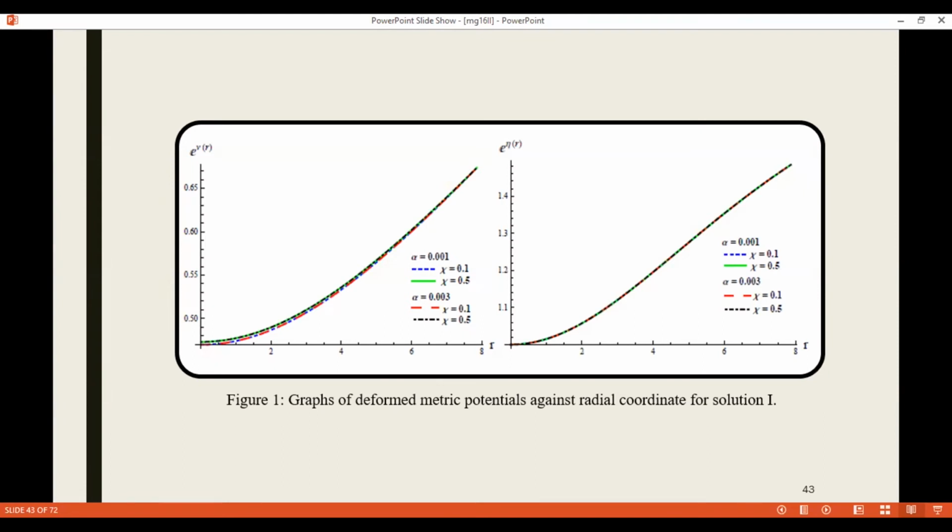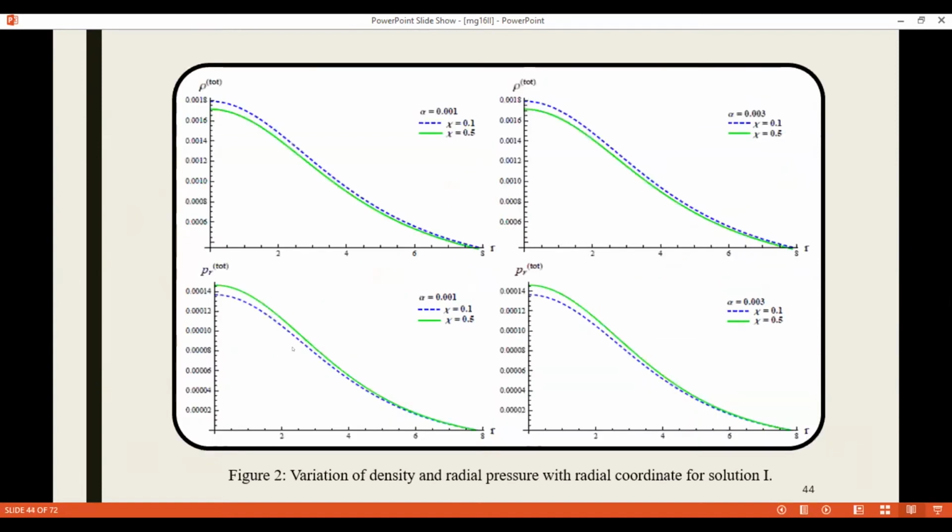We can see that the metric functions show an increasing and positive behavior, which is the well-defined behavior for any solution. Further, we can see the behavior of matter variables. Here you can see the energy density in both graphs. The difference of these graphs is we have taken different values of alpha. Here alpha is 0.001, here alpha is 0.003.